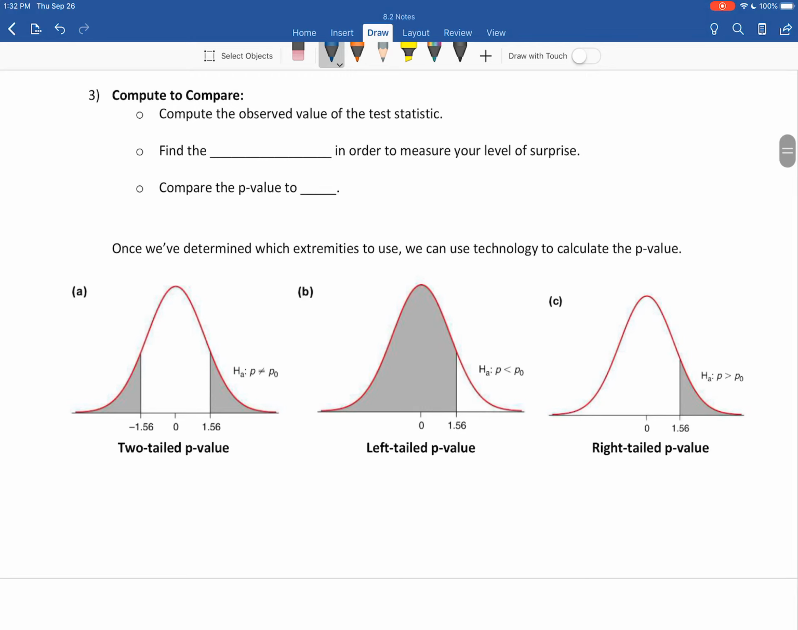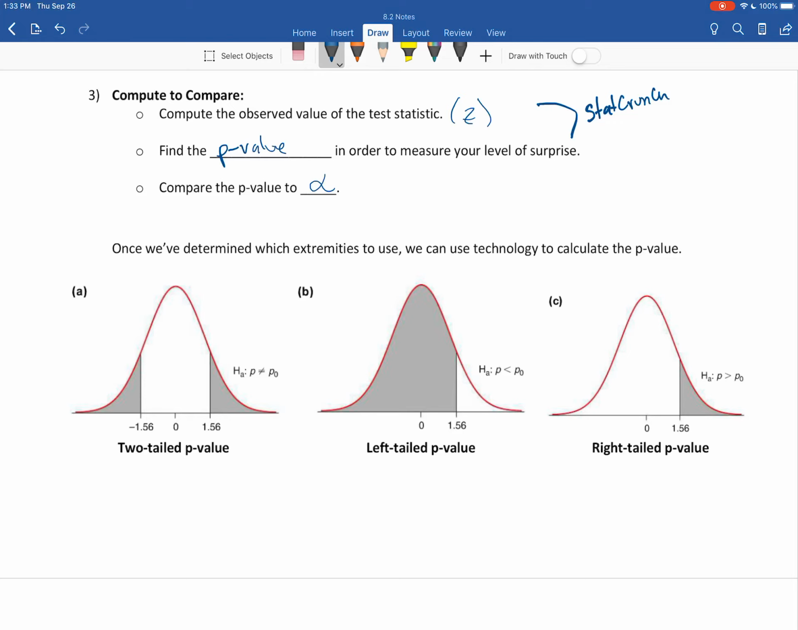Okay, step 3 is when we're actually going to compute some values here. So we want to compute the observed value for the test statistic. So again, for us, it's going to be a Z value. We're also going to find the P value that goes along with that in order to measure our level of surprise. Again, both of these values come from StatCrunch for us. And finally, we're going to compare the p-value that we get, our level of surprise, to the alpha value that was preset, and that will help us determine a conclusion.